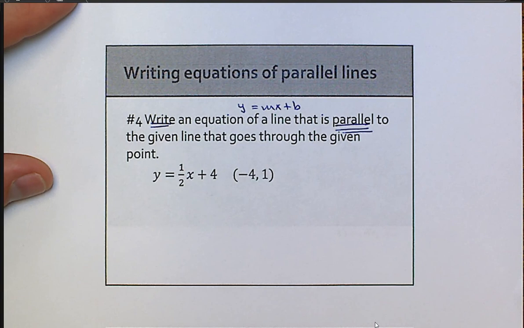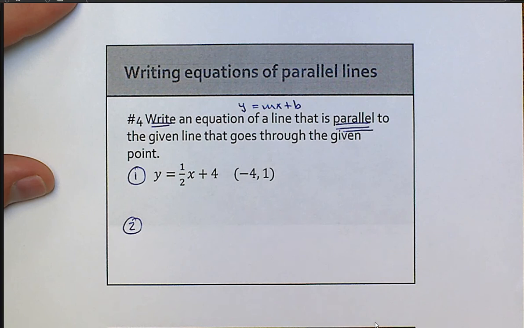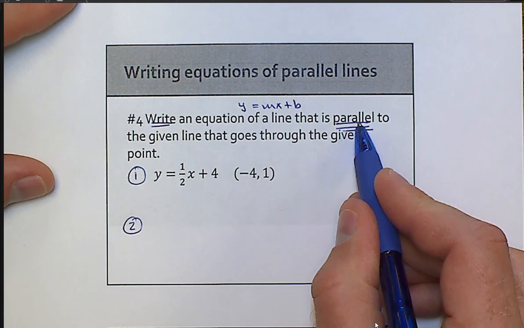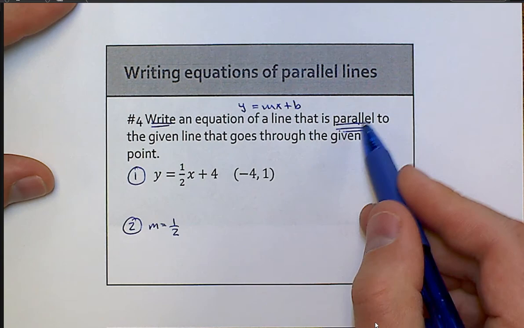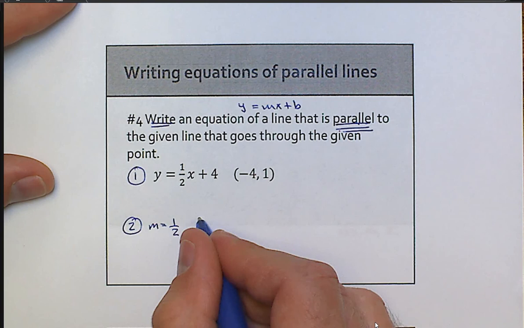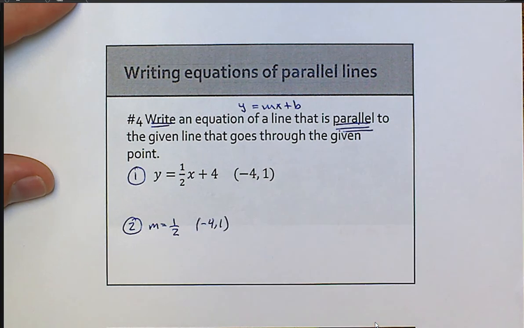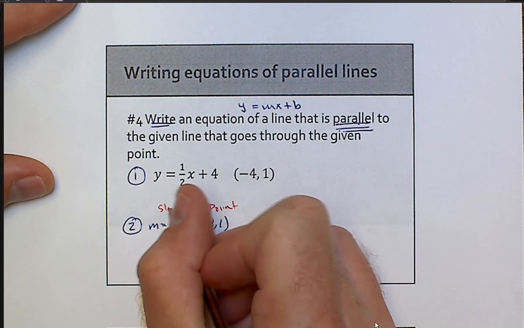So here's how I think about it. This is equation 1. You are supposed to come up with equation 2 that is parallel to this line. So we know in equation 2 the slope has to be 1/2, because parallel means equal slopes, and it goes through this point of -4, 1. Now, you have a point and a slope. You can use point-slope form.